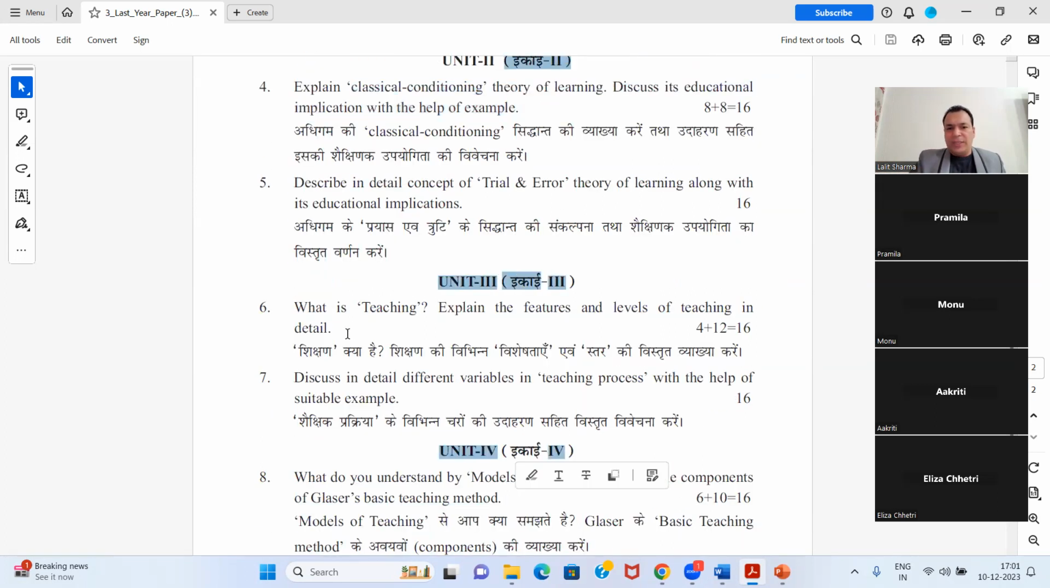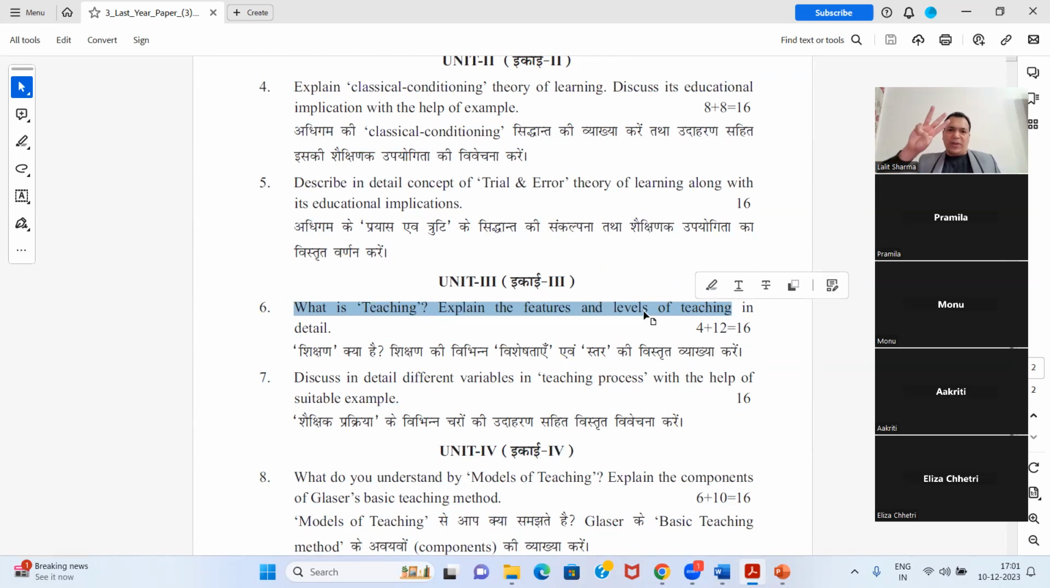In Unit 3 also you can see. What is teaching? Explain the features and levels of teaching, right? There are three levels of teaching, right? Memory level, understanding level and reflective level, right? At the start I have cleared it, I have given the lectures. Okay, so I close my session here.